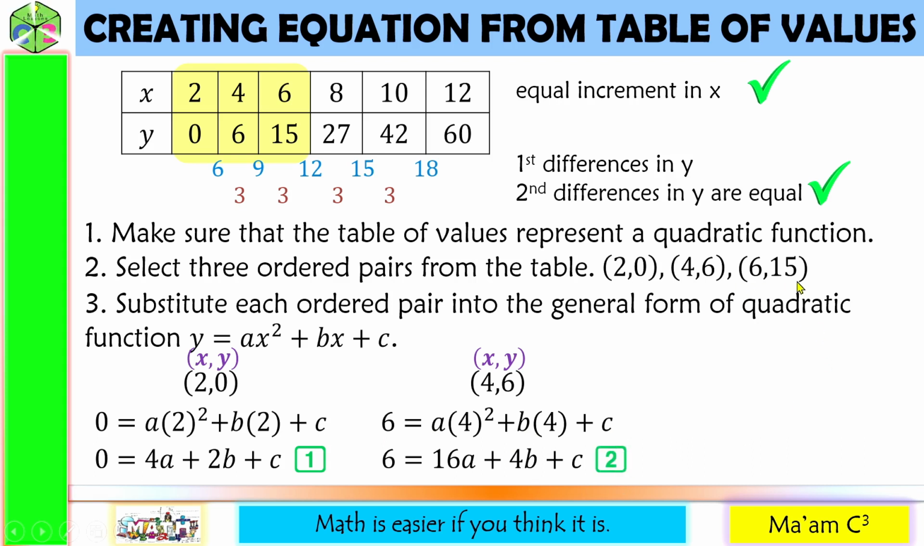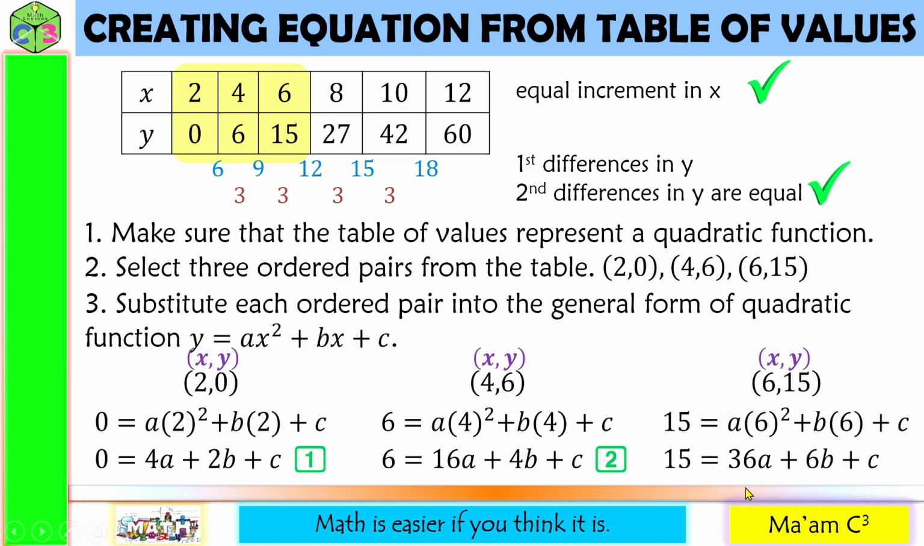The last ordered pair is (6, 15). Again, this is x and this is y. This time, our y will be 15, and the value of x here will be 6. 6 squared is 36 times a will give us 36a. So we have 15 is equal to 36a. 6 times b is 6b. Copy plus c. This will be our equation number 3.